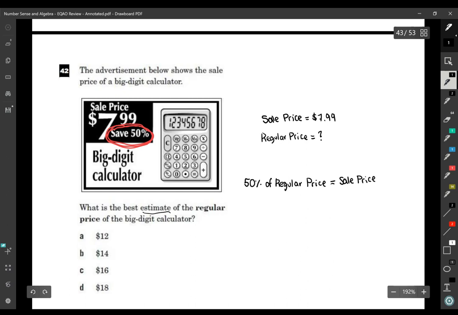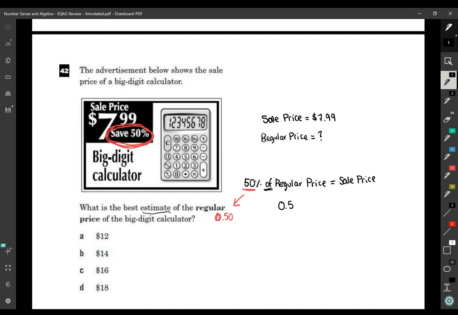Okay? So in other words, now remember when we talk percent, we have to use the decimal version. So 50% is represented by 0.5. You can add the extra 0 if you want, but not needed. And the word "of" is your clue that we're multiplying. So this equation becomes 0.5 times regular price.